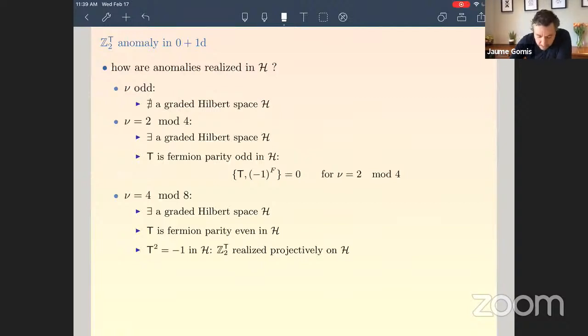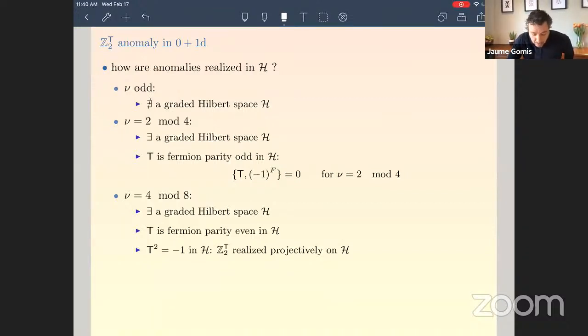And the way you can detect that is by the most severe anomaly. Essentially, the statement is that when nu is odd, the theory does not even have a graded Hilbert space. Remember that I said in a fermionic theory, the Hilbert space should be graded. It should have a bosonic part and a fermionic part. And when nu is odd, essentially, there is no action of (-1)^F on the Hilbert space. So the system does not even have a graded Hilbert space. Okay, so that's one way of detecting the anomaly coming from the ARF layer, as saying that there is no graded Hilbert space.